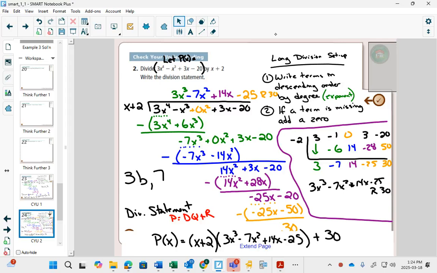Can you see how you get the purple negative 28? Once again, you take the negative 2 and multiply by the 14. That gives you the negative 28. Add again, and we got the negative 25. Multiply by the negative 2 again gives us positive 50. Add again. And then this becomes the remainder. This is the constant, this is the x, this is the x squared, this is the x cubed. It's all one down from what we started with.